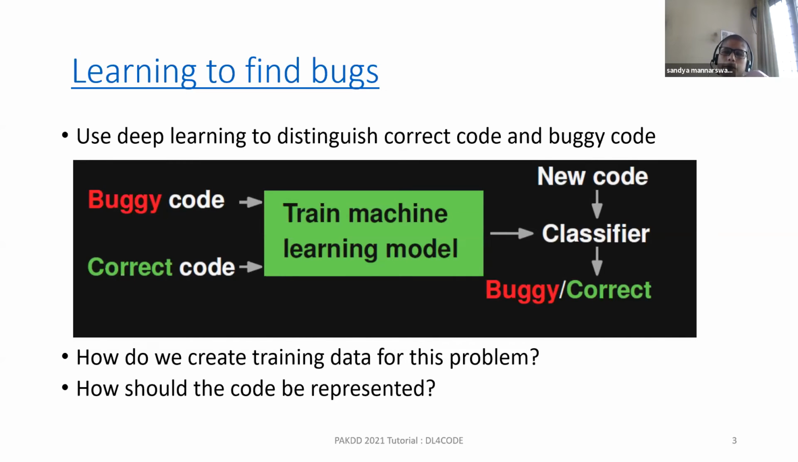Before we actually get into any specific DL4Code application, the way I would like to frame a mental model or approach to DL4Code applications is the following. For any software engineering problem, the first step is to figure out: can we find an analogous use case in standard natural language processing? If you want to identify between, say, buggy code and correct code in software, what would be the equivalent or analogous problem in standard NLP?